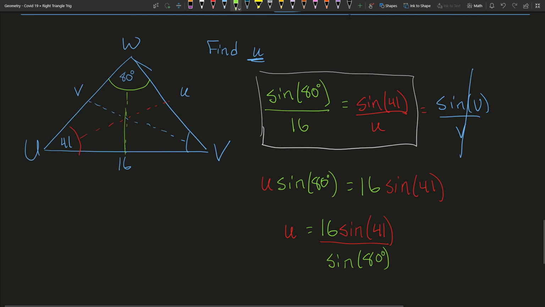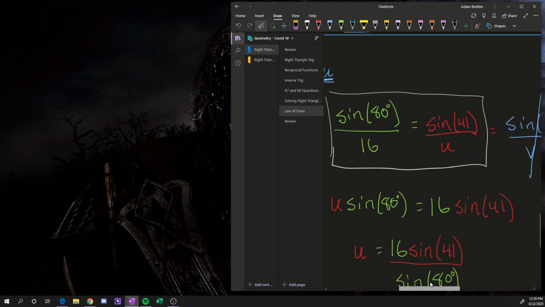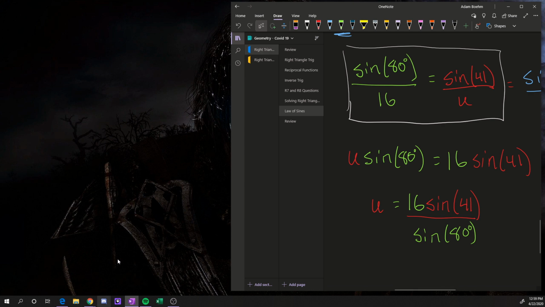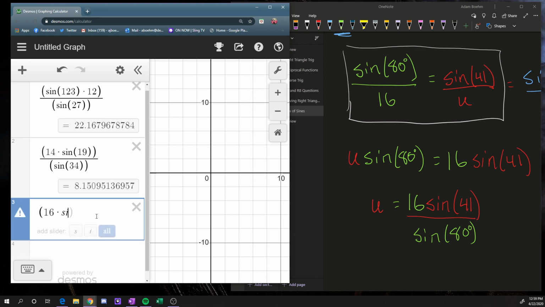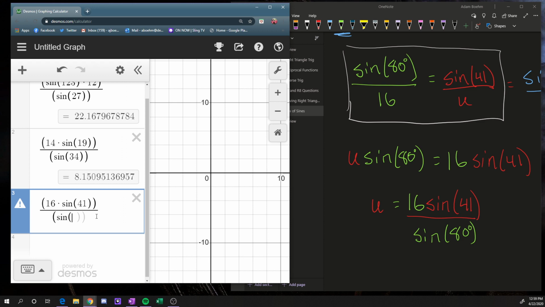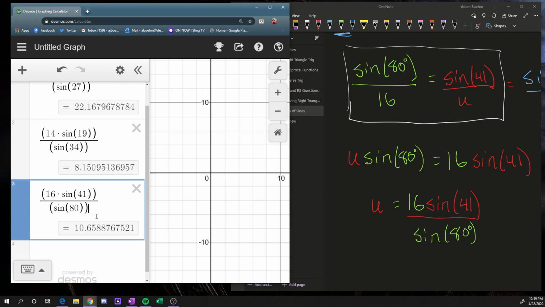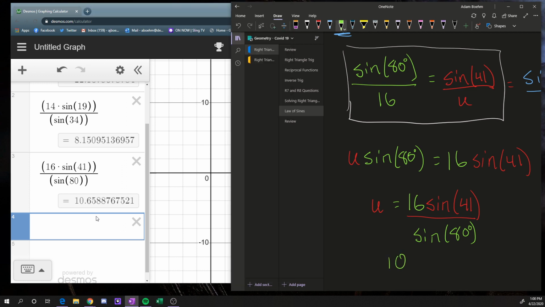Then we can plug that into a calculator and get an answer. So we need 16 times sine of 41 divided by sine of 80. And then our answer is 10.65. This says round to the nearest tenth, so our answer is 10.7. So the side length of u is 10.7 units long.